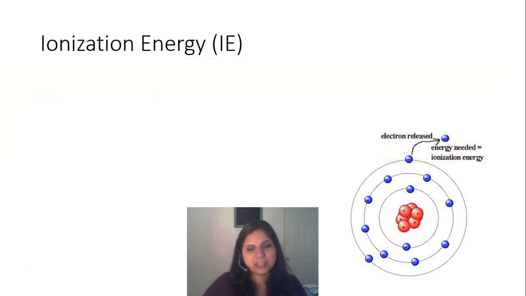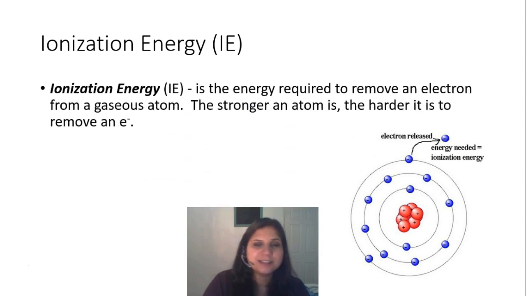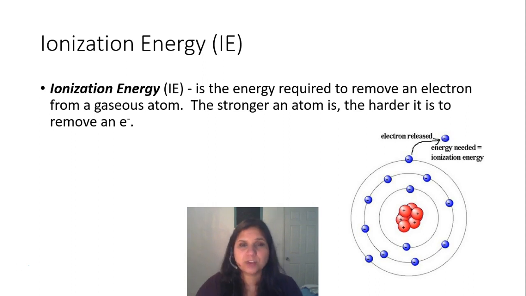First, ionization energy. It's abbreviated IE. This is the energy it takes to turn an atom into an ion, and when I say turn it into an ion, I'm talking about removing an electron. So the stronger an atom is, the harder it is to remove that electron because it's pulling it in closer. That means more energy is required to turn it into an ion, so it would have a higher ionization energy if it's a stronger atom.